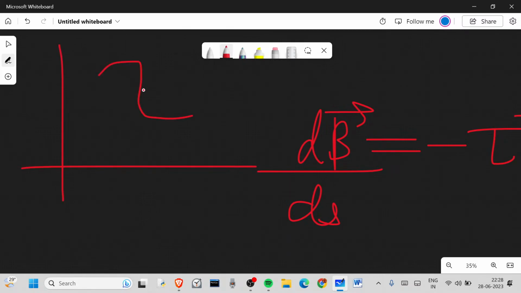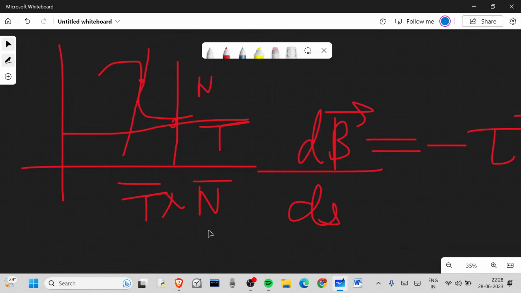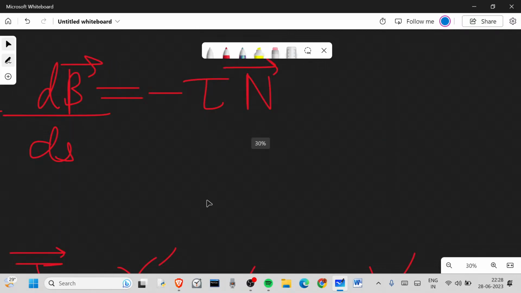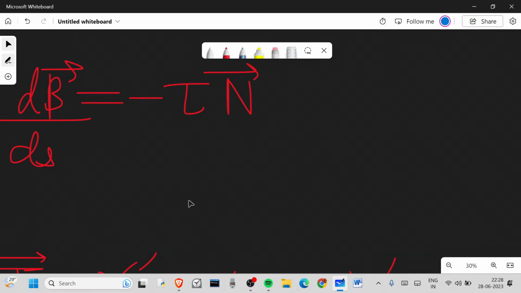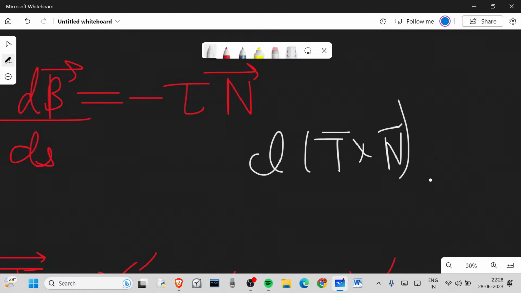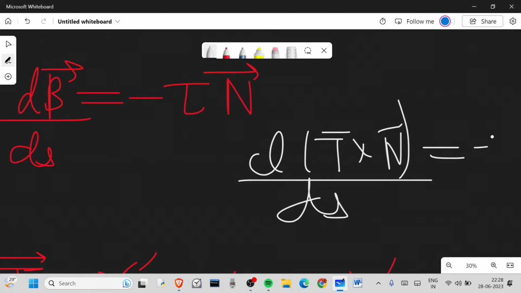This is a curve. Now at this point, we have a tangent vector and a normal vector. So b is known as the binormal vector. It's a vector which is defined as t cross n. Okay, so our second formula from Frenet-Serret is that dB by ds is minus tau n.